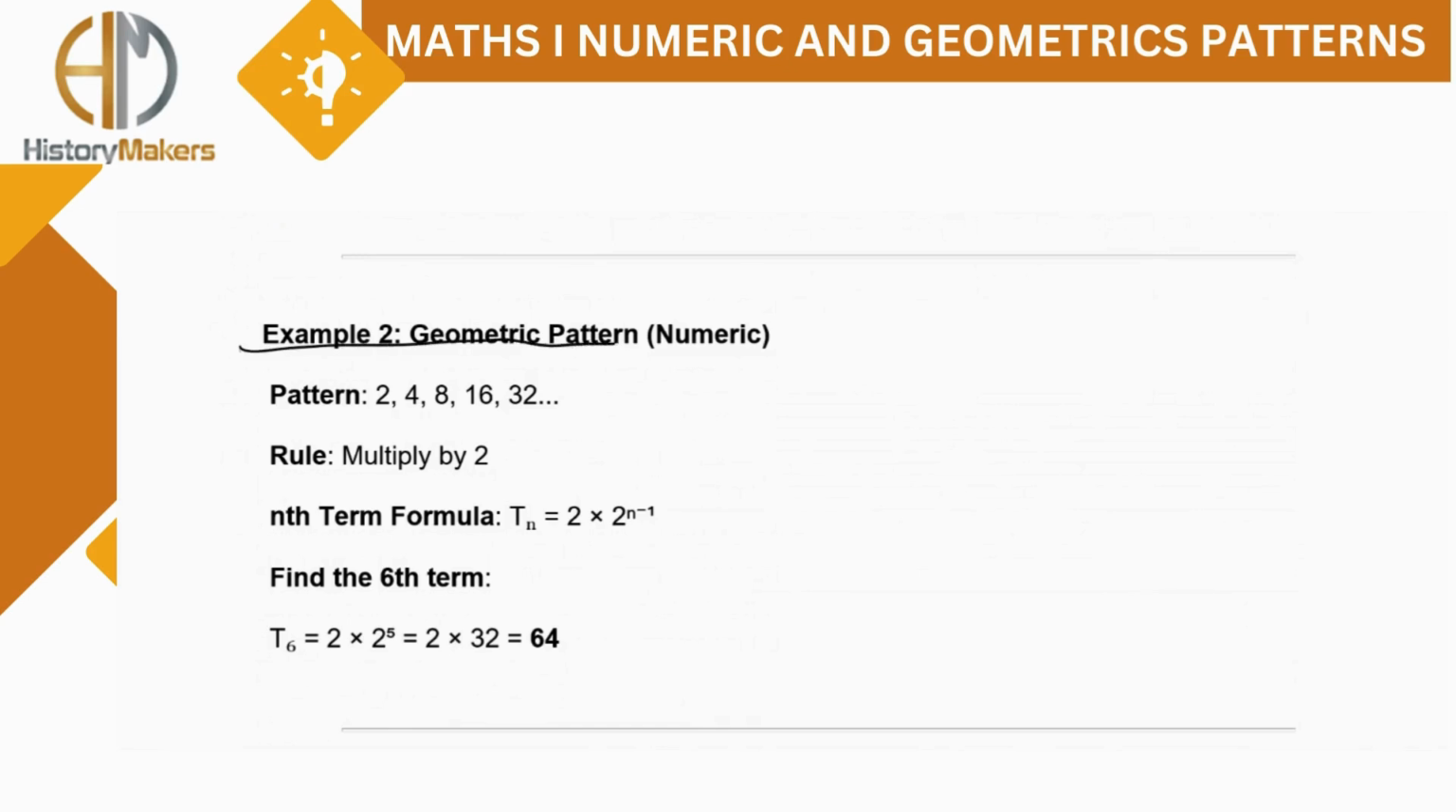So this is for geometric number patterns. We will see in the sequence that for us to get to the next term, we looked for consistency, and we saw that we multiplied the previous term by 2 to get to the next term. We multiply 2 by 2 to get 4, 4 by 2 to get 8, 8 by 2 to get 16, 16 by 2 to get 32. So that is our rule: multiply by 2.